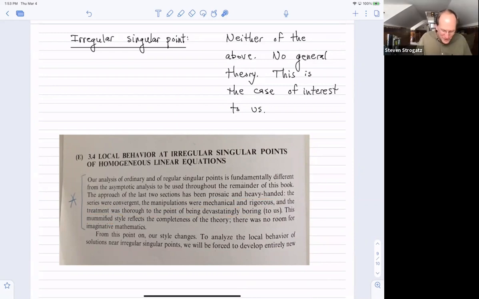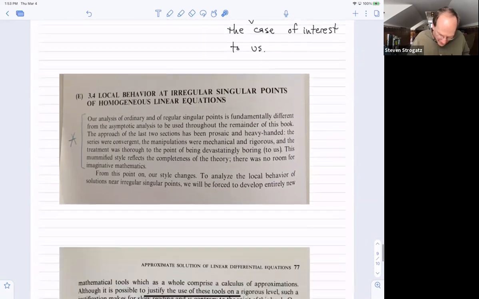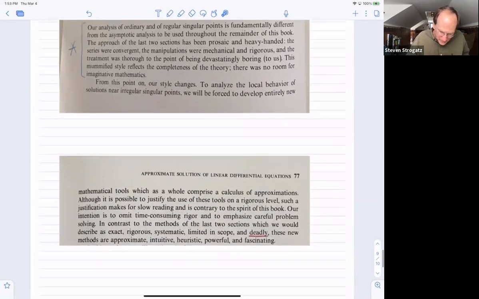It's not true, though, only 100 years. This mummified style reflects the completeness of the theory. There was no room for imaginative mathematics. Okay, so that's their taste. But then they say from this point on, our style changes. They're going to now be analyzing behavior near irregular singular points, and we're forced to develop entirely new tools.